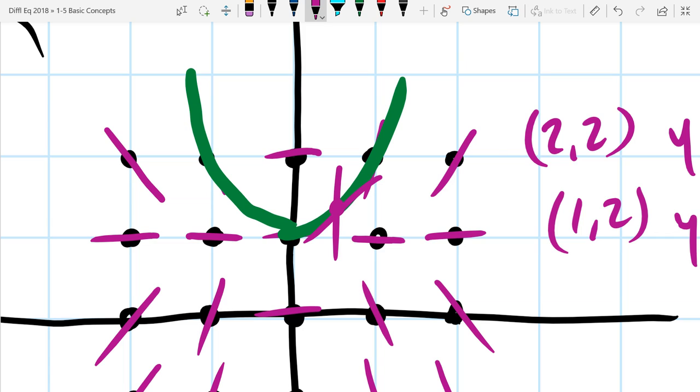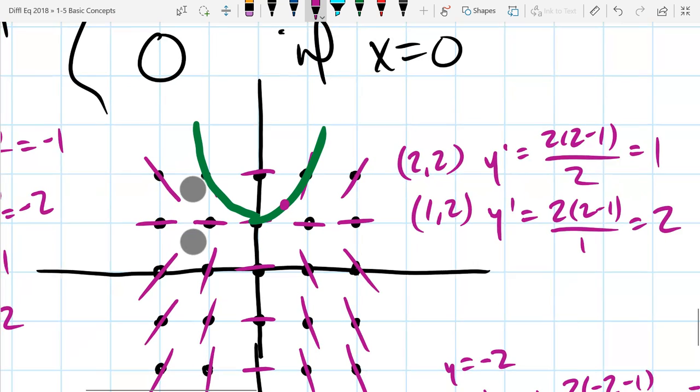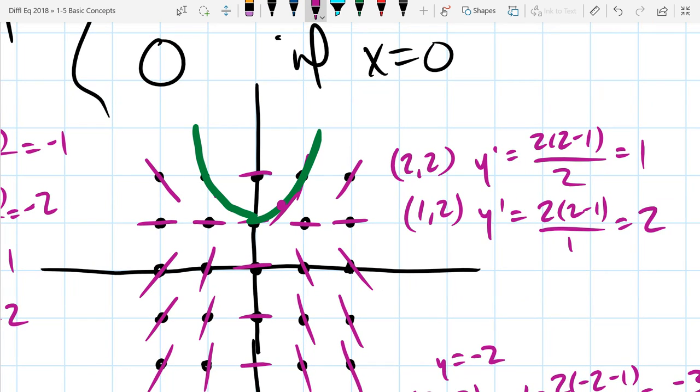or not? So I can always plug in another point and figure out what y prime is at that point that I highlighted right there. So what is y prime right here? I could figure out y prime right there. And then if it's very similar to what the slope on the parabola is, then it's likely the solution.